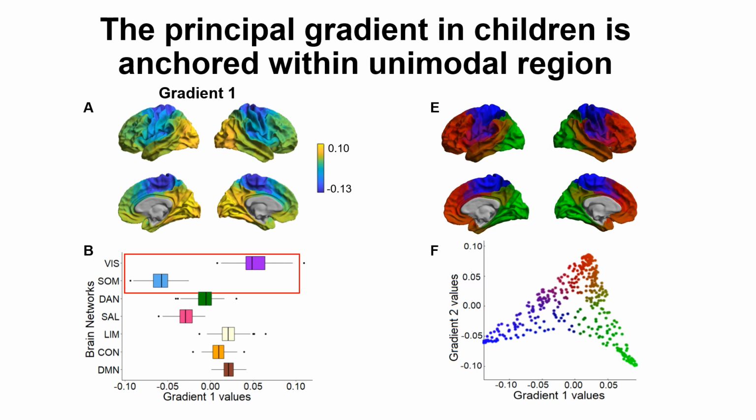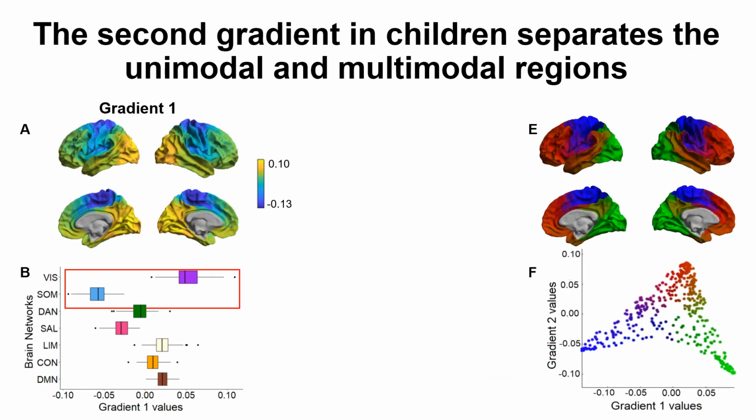The two panels on the right clearly demonstrate this, and it plots the gradients in Euclidean space. We can see that the blue regions correspond to the somatomotor networks, and the green color is the visual network, which are on opposite ends of the principal gradient. This confirms our hypothesis that the principal gradient in preschool children is anchored within the unimodal regions.